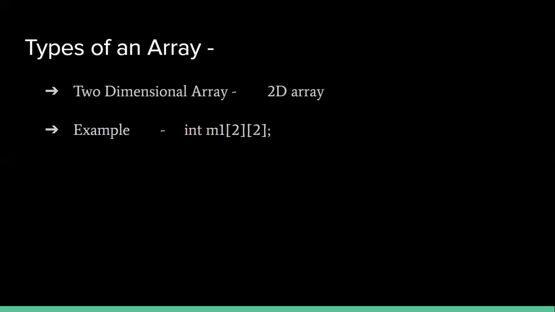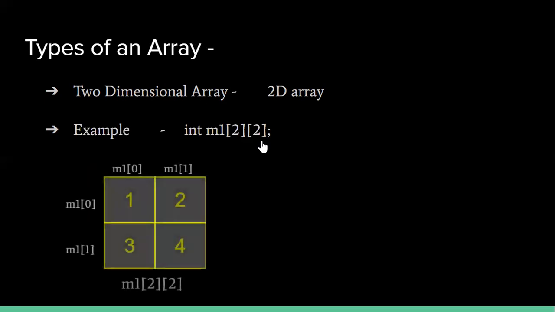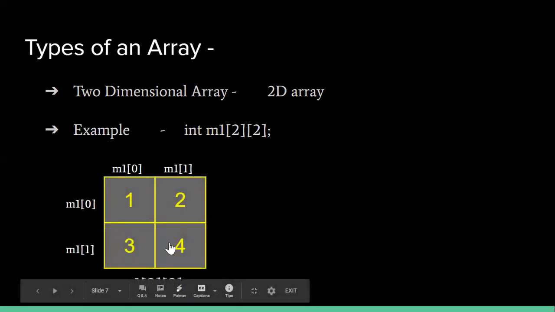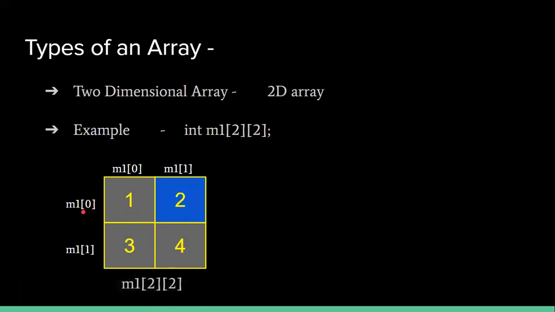In a two-dimensional array, the first subscript indicates the row size and the second indicates the column size. The memory representation is like this. Here there is a row address and a column address. Suppose I want to access this element 2, then what is the memory address? The row address is 0 and the column address is 1. So we can access it with the help of M1 of 0 of 1.